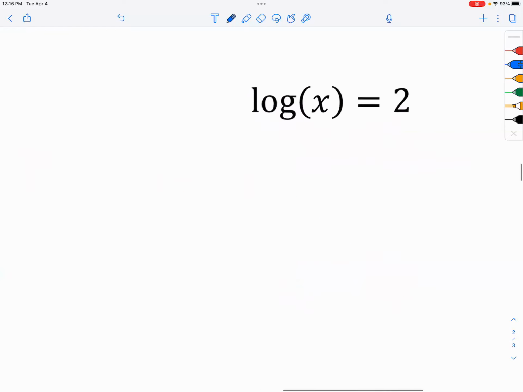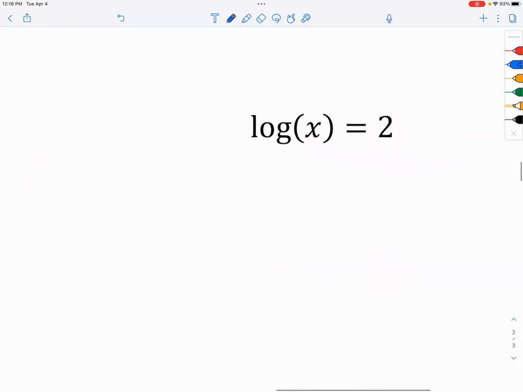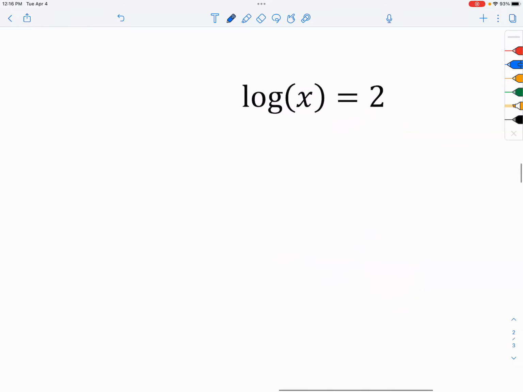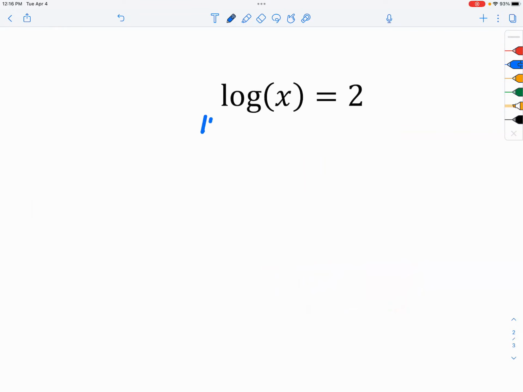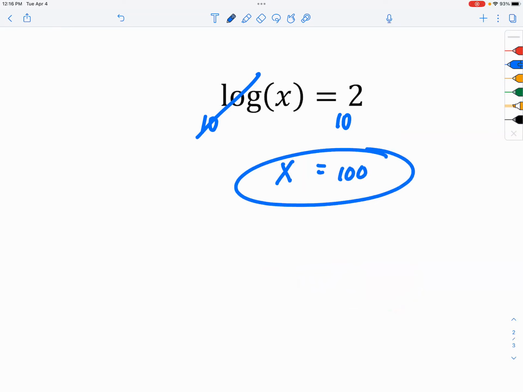So let's go ahead and take a look on the right-hand side. There's not a base written here. That means it's a base 10, common log. So if you have to remove this log, then you will have to do exponentiation with a base of 10. Therefore, x equals to 100. Okay, not 20, but 100.